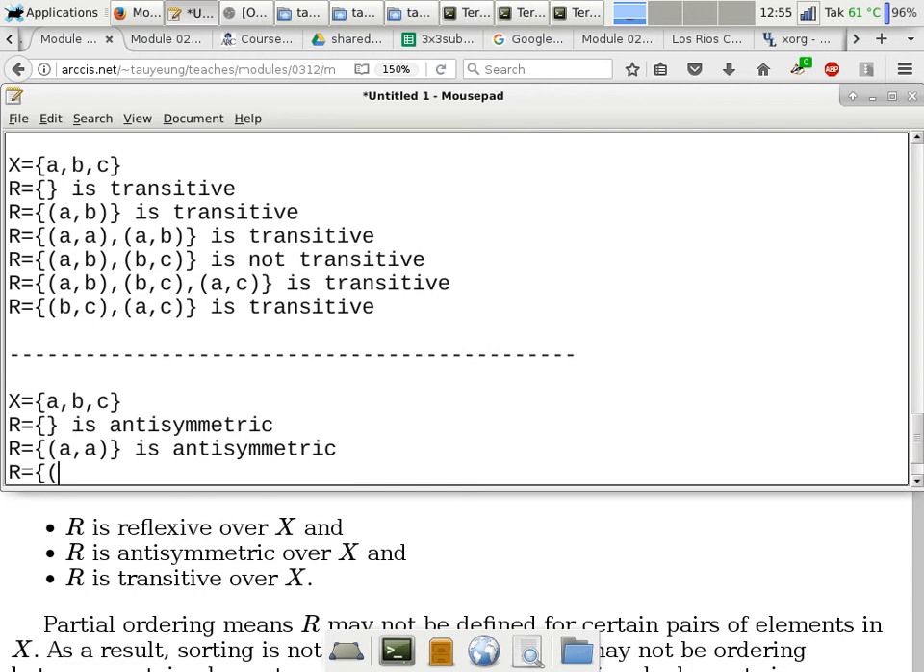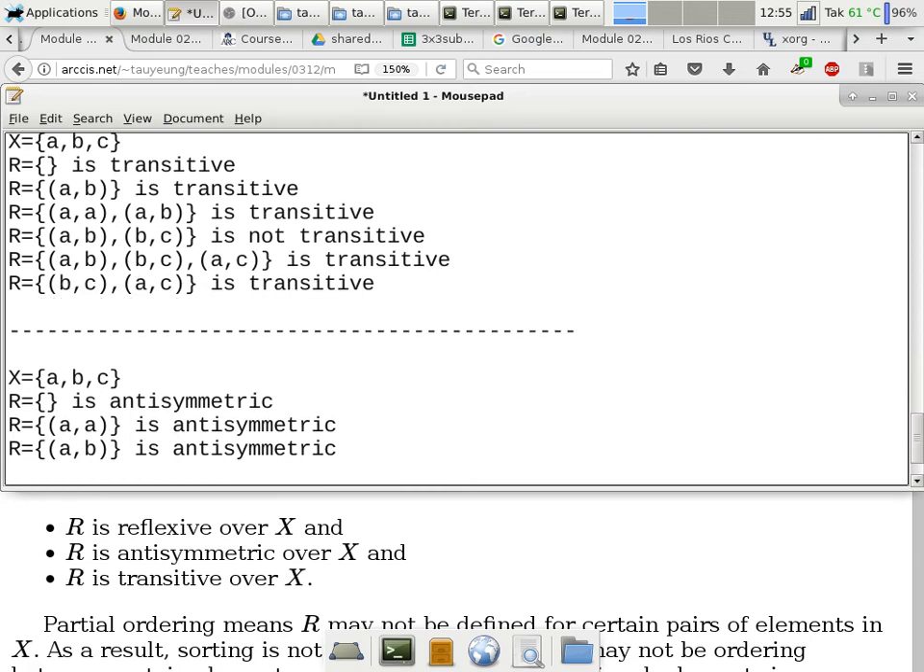Okay, so let's take a look at this one. We got (A, B) all by itself. Is this anti-symmetric? It is anti-symmetric because at least one of the conditions in the conjunction is false, which means the entire conjunction is false, which means the left-hand side of the implication is false, which means the implication itself is true. So this is, in fact, anti-symmetric.